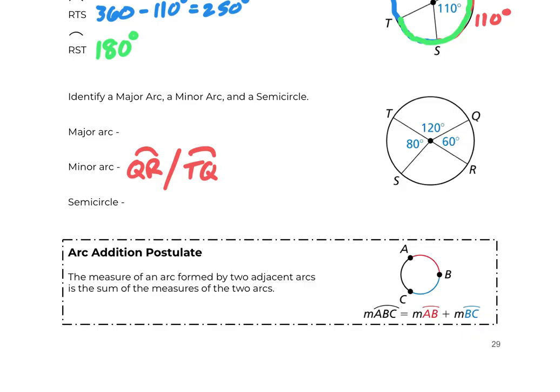Now if it says name a minor arc including the point T, I could either go TS or I could go TQ. So I could go either direction from point T. So you've got a couple of different options there.